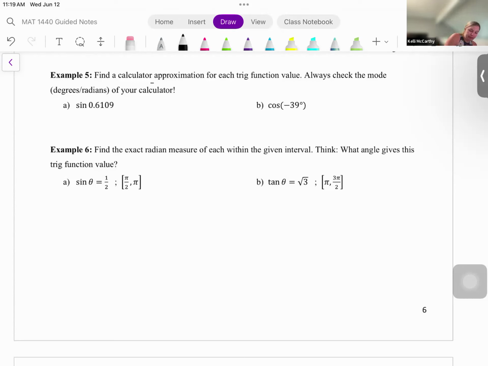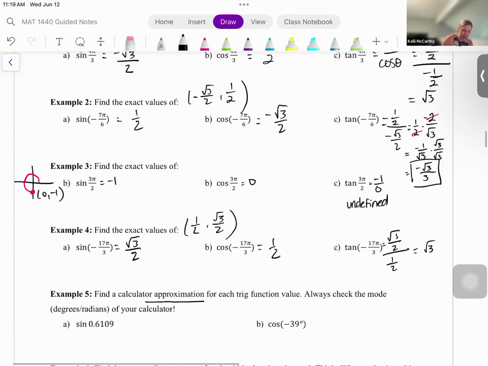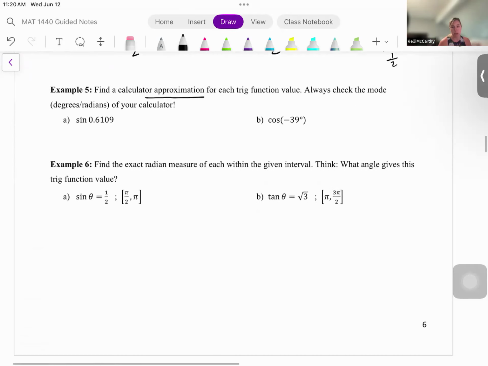And again, the difference in these directions is that this is looking for an approximation. If we look at the last several examples, we were wanting exact values. So for exact values, again, we're not grabbing our calculator, we're using our unit circle knowledge. For approximations, we're going to use the calculator.